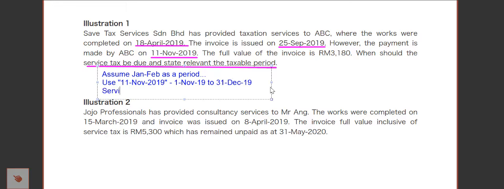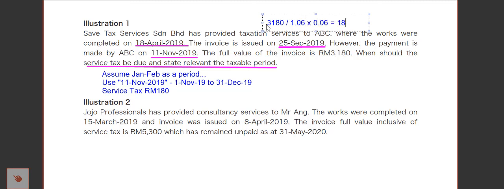So your service tax will be 180 ringgit, because 6% of 3,000. If you take 3,180 divided by 1.06 times 0.06, you should get 180. So this service tax of 180 you have to remit by 31st of January 2020.